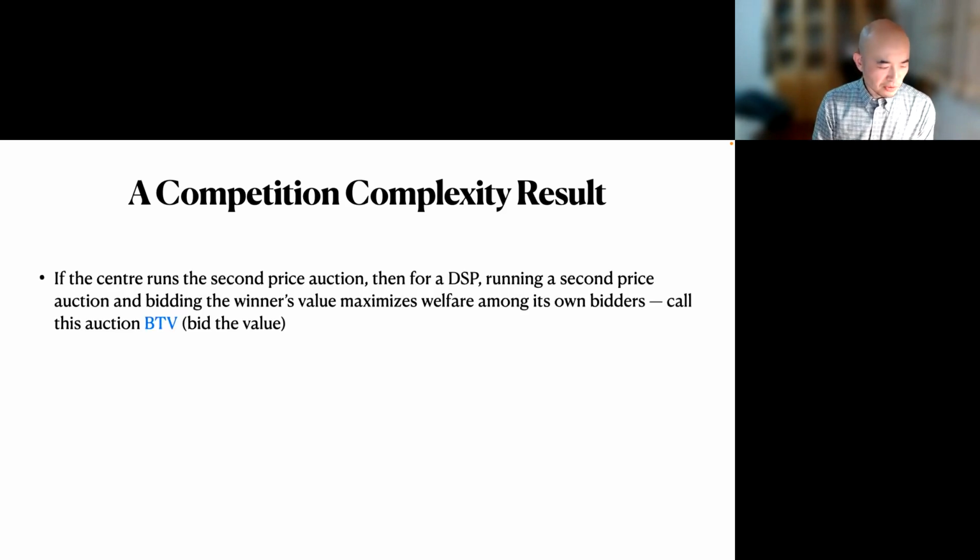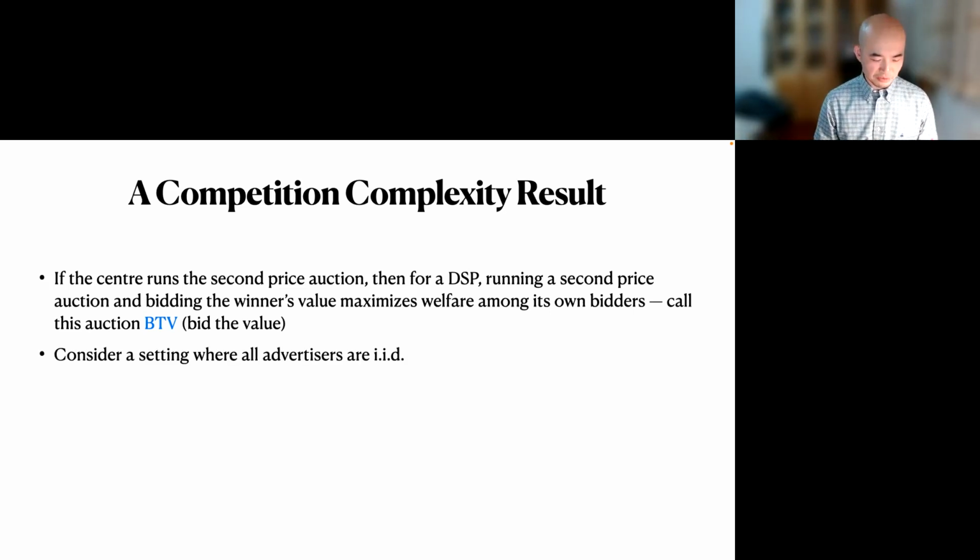Okay, thanks. So as we all know, Bülow-Klemperer is about comparison between welfare maximizing and revenue maximizing. So therefore, I first need a welfare maximizing mechanism. It's actually not hard to see that if the center runs the second price auction, then the welfare maximizing for the DSP is to run a second price auction in turn and bid the winner's value. In this case, the DSP in fact becomes somewhat transparent. In other words, a bidder bidding through a DSP that runs second price auction does not see the difference between that and bidding directly to the center. We will call this auction, running second price auction and then bidding the winner's value, BTV, bid the value.